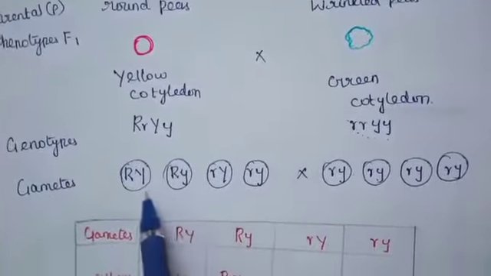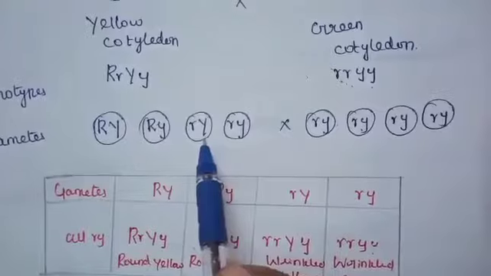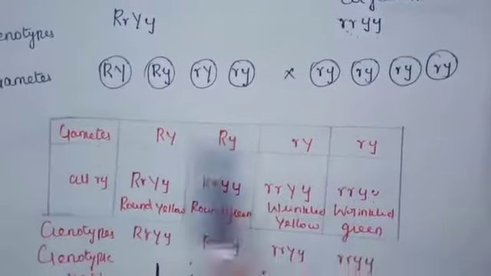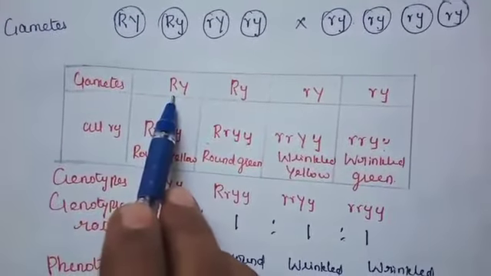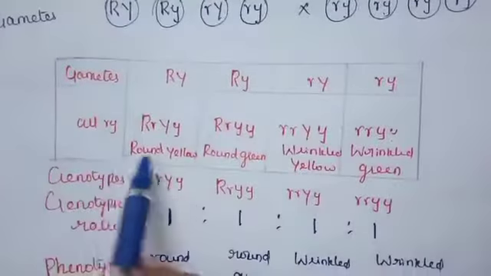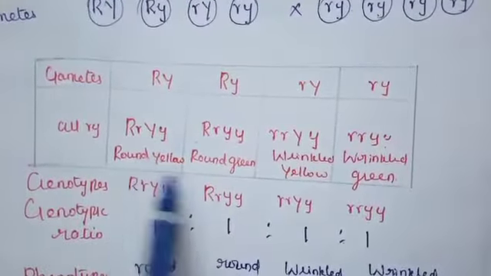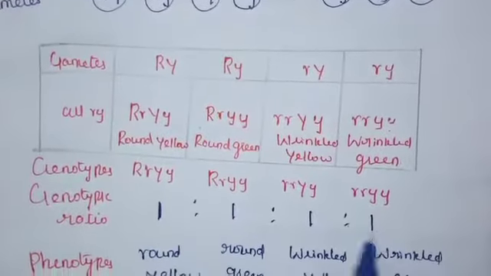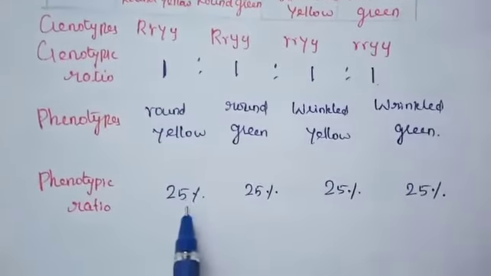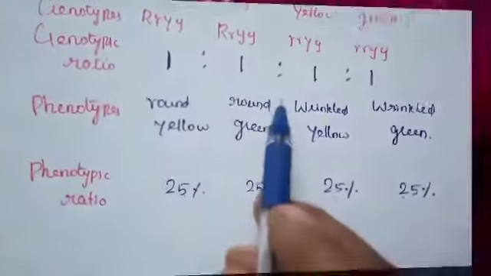So the genotypic ratio is capital R small y. Here all the small ones are recessive characters. This is the checkerboard method. The gametes are capital R capital Y, capital R small y, small r capital Y, small r small y. Here all the small recessive characters, small r small y, are crossed. So here the ratio is 1:1:1:1. This is a genotypic ratio. Phenotypes also have equal ratio, phenotypic ratio 25%, 25%, 25%, also 25%. This is a dihybrid test cross.